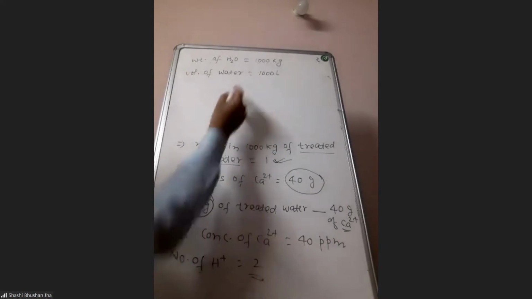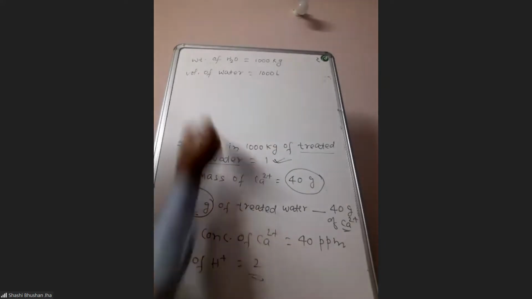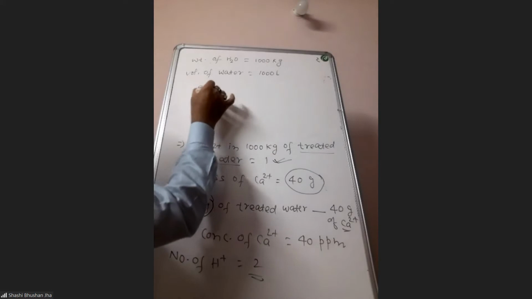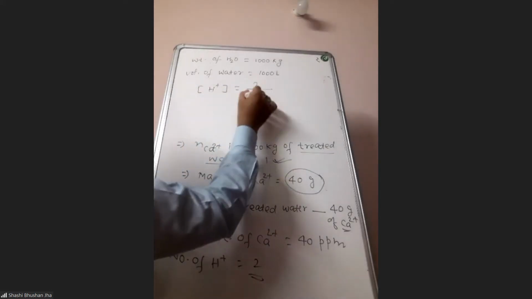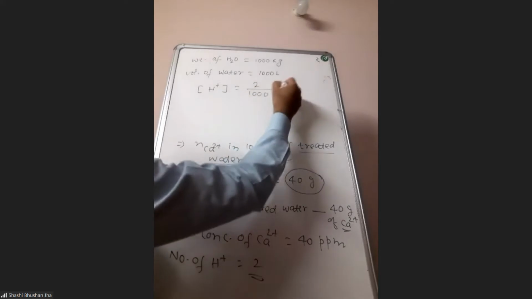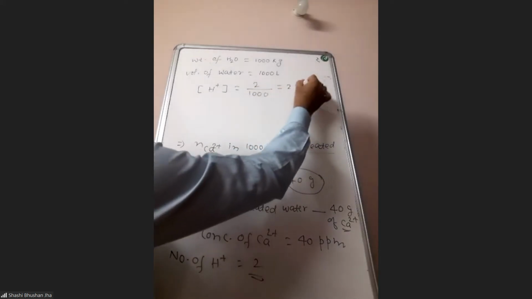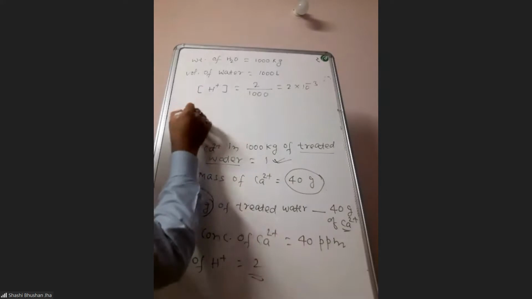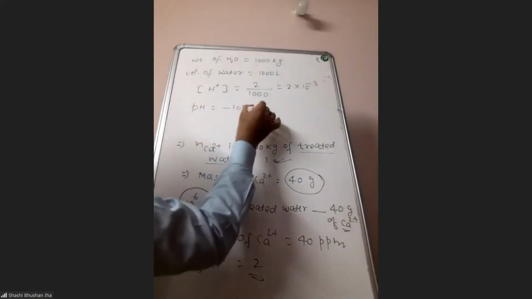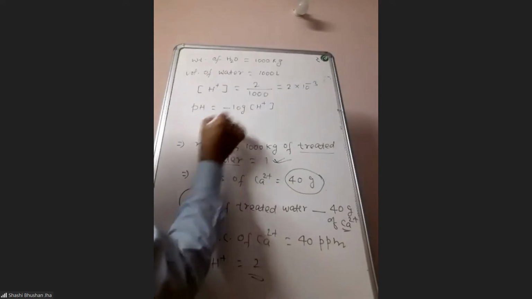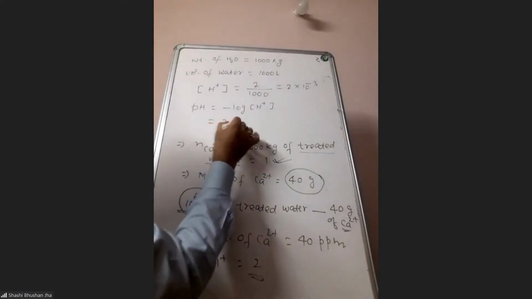So 1000 liter water has 2 moles of H plus. So the molar concentration of H plus will be the number of moles of H plus divided by the volume of water in liter. So it will become 2 into 10 to the power minus 3. Then the pH of solution will be negative log of molar concentration of H plus. Substitute and calculate, you will get around 2.7.